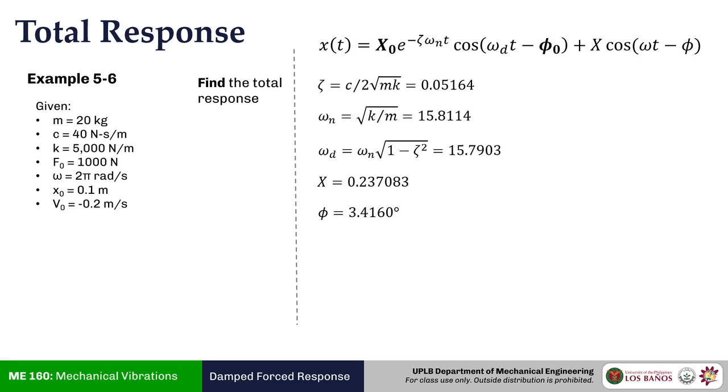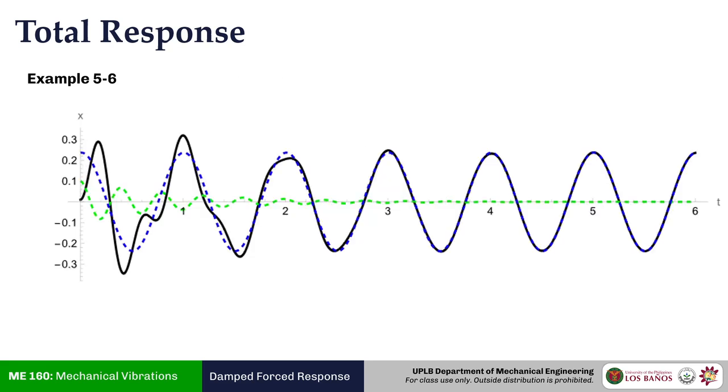Si X naught, napakahaba na. I will not show the substitution, the process. It's basically this. Okay. And your phi naught is basically that. Now, if you graph this, your black is the total response, green is the system contribution, and blue is the steady state. This is the same graph that I showed you at the start.